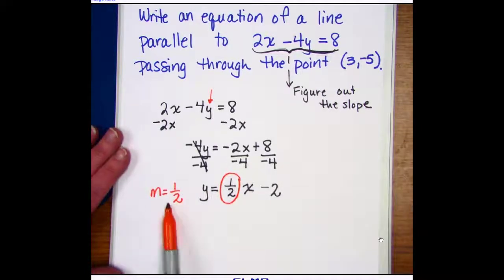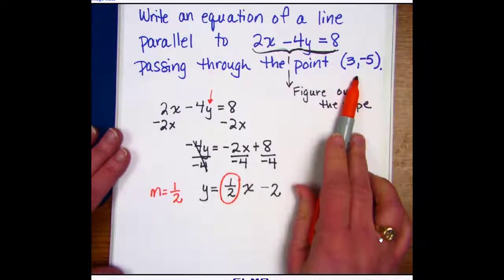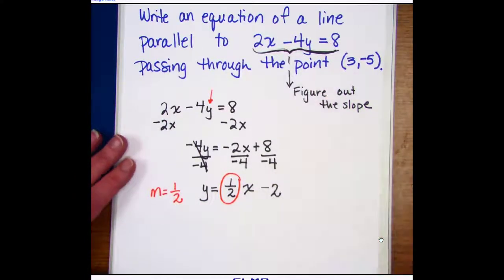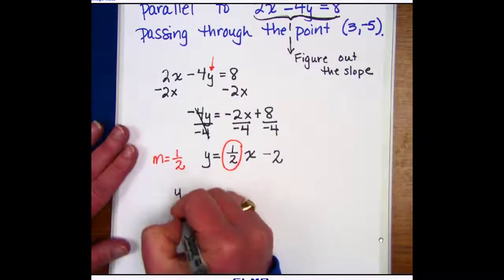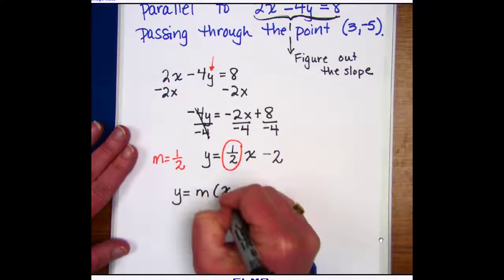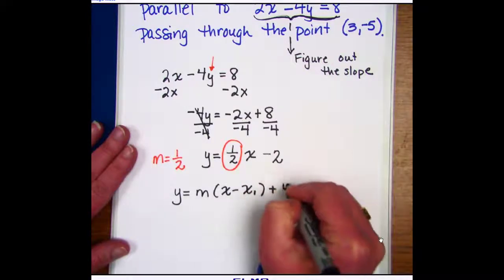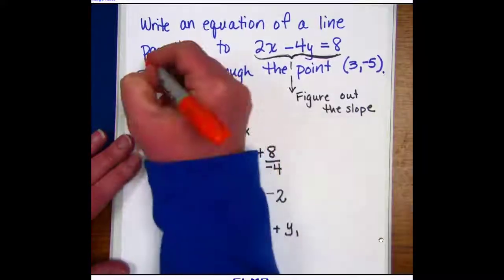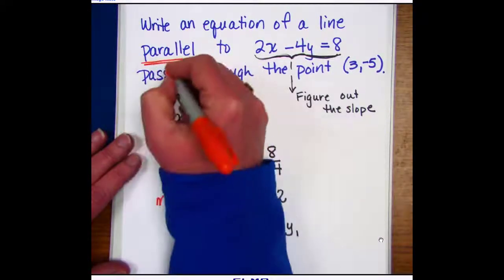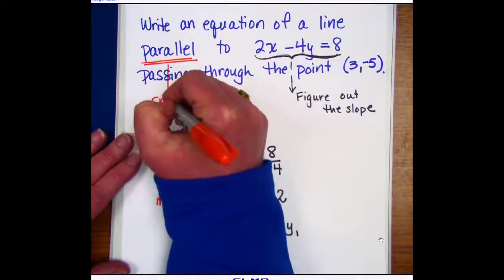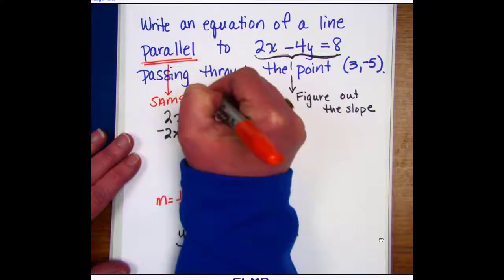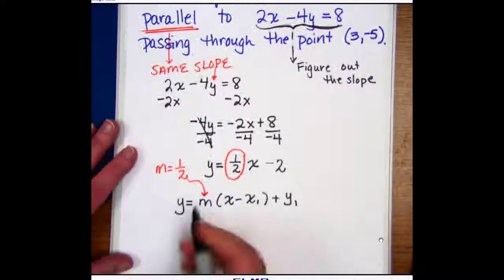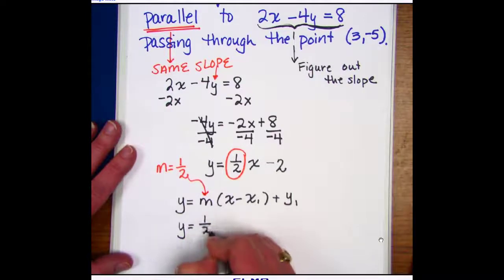And now I know the slope and I know a point. And in previous videos, we constructed equations of lines given the slope and the point. To do that, we use the point-slope formula, which is y equals m times (x minus x1) plus y1. And we filled in our values. Now, the key here is to recognize, is it parallel or is it perpendicular? As soon as we see that it's parallel, we know it's going to have the same slope. So I'm just going to plug this number in here. I get y equals 1/2.